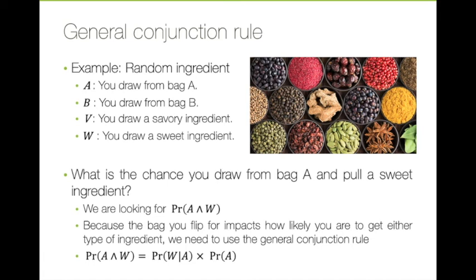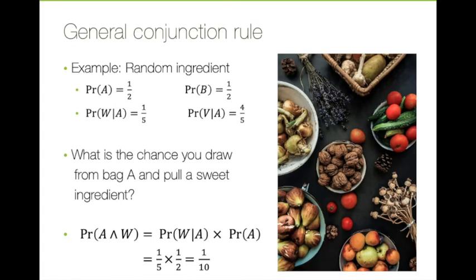Of the possibilities listed above, we're only going to need to worry about A and W, drawing from bag A and drawing a sweet ingredient. So with this formula, we can determine how likely a slip of paper in bag A is to have a sweet ingredient on it. Since drawing from bag A or bag B is determined by a simple coin flip, they have equal chances. Then our question is, if we're drawing from bag A, how likely are we to draw a sweet ingredient rather than a savory one? So we can ignore bag B.